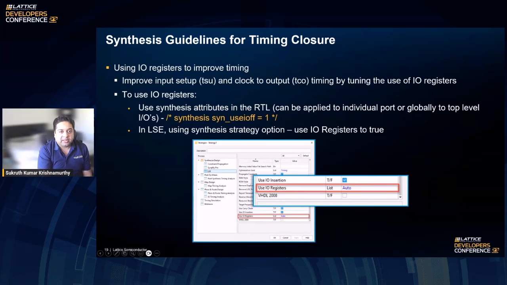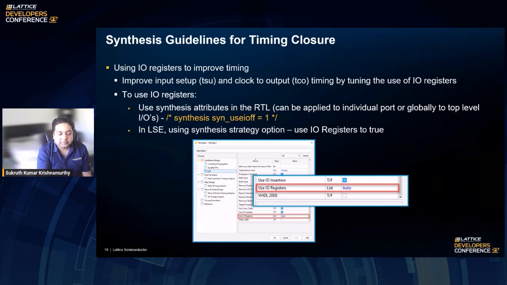Some more synthesis guidelines for timing closure. Whenever possible, using I/O registers helps in improved timing. Using I/O registers significantly improves timing when the interface timing is very critical. This improves the input setup time and clock to out timing by tuning the use of I/O registers. The I/O logic has a way to include these registers into the I/O logic, which will be placed close to the boundary so that this meets the interface timing much better than placing those registers inside the fabric.